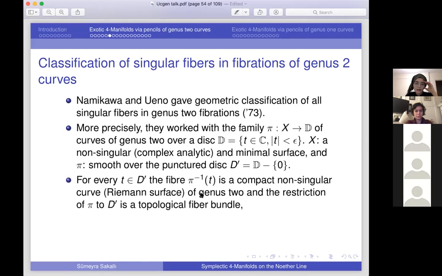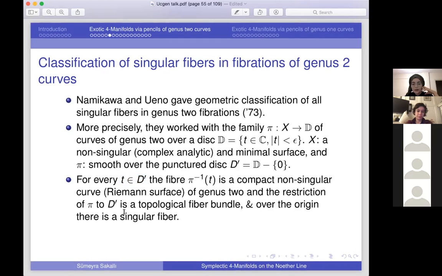So basically that means that for any point that you take on your punctured disk away from origin, upstairs we have a fiber. And that fiber is a Riemann surface. It is a compact and non-singular genus 2 complex curve. And the restriction of your map to the punctured disk is a topological fiber bundle. And only over the origin there is one unique singular fiber. And they have worked with such a family, and then they gave the complete list of all possible configurations.